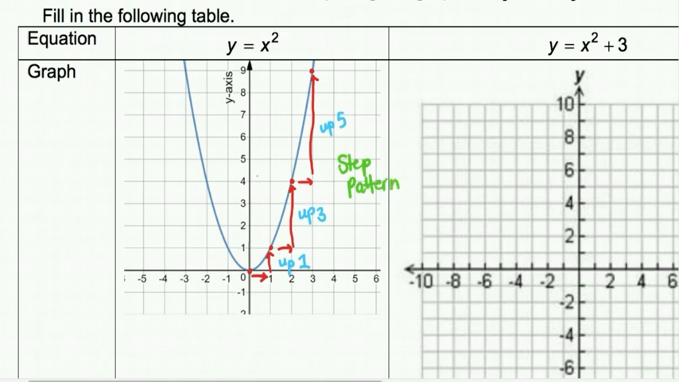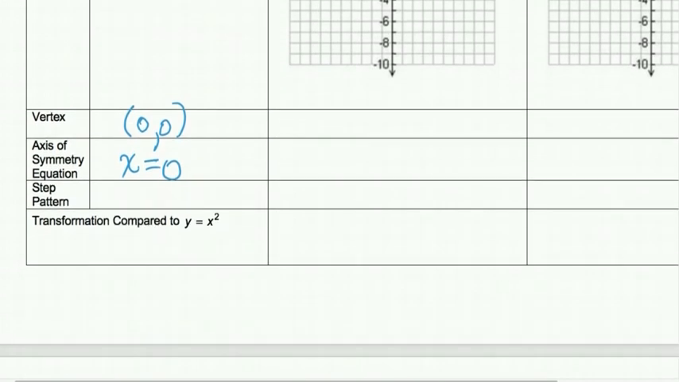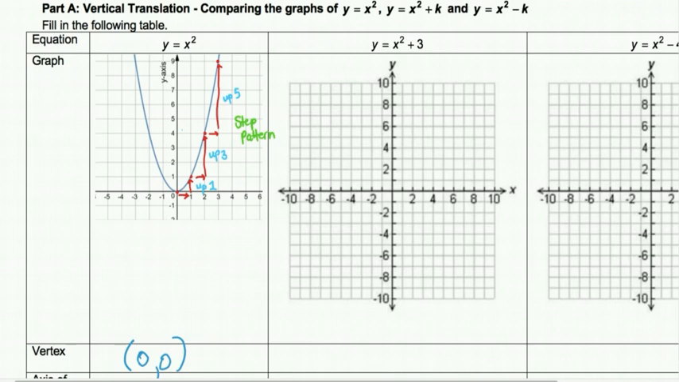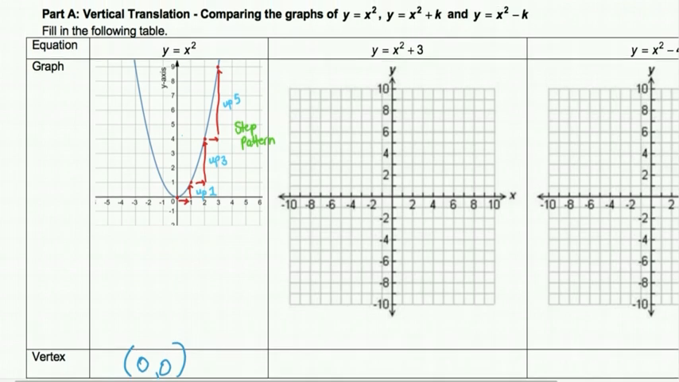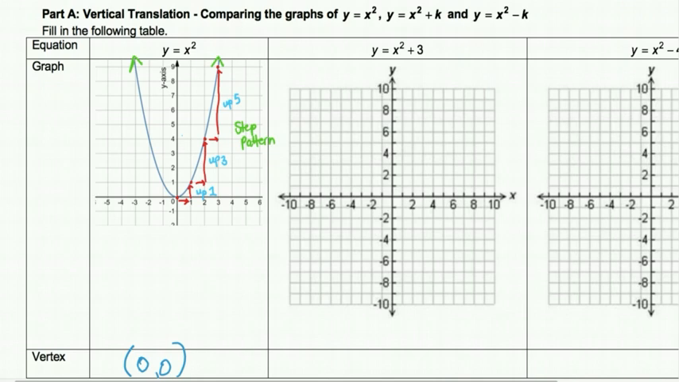Okay, so we'll zoom back out. And we'll fill in the table here. So the step pattern here was 1, 3, 5, etc. All right, so we're not going to write in the description of the transformation because this is the parent, this is the original. Okay, so now, just putting on some arrowheads here. Now we're going to move on to the next one, y equals x squared plus 3.